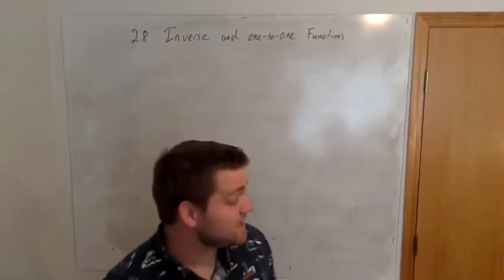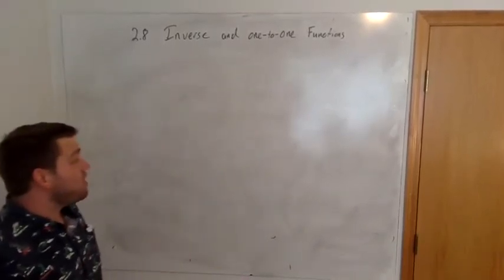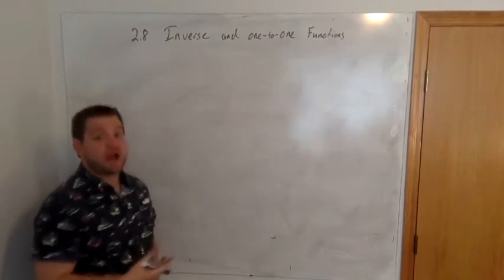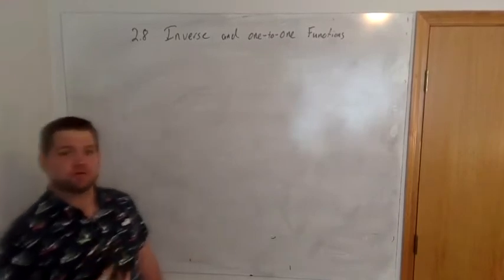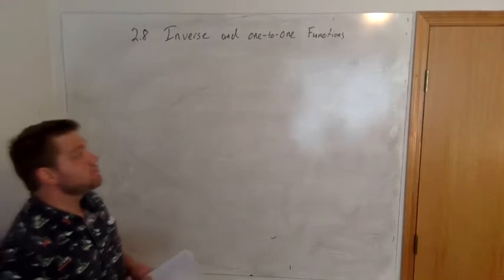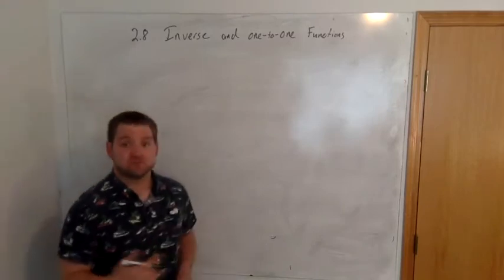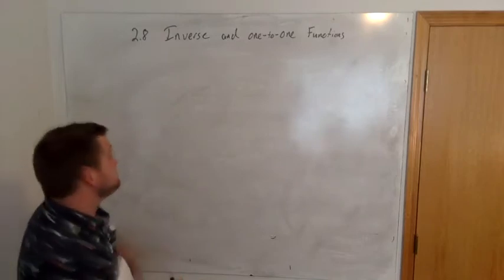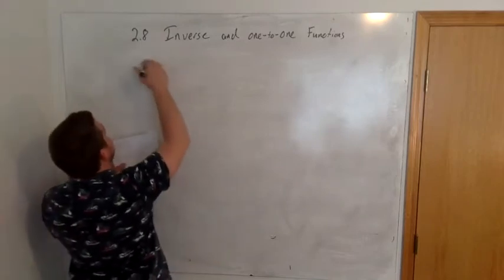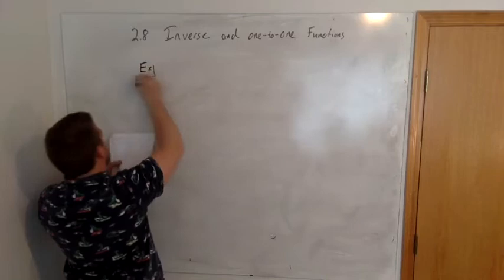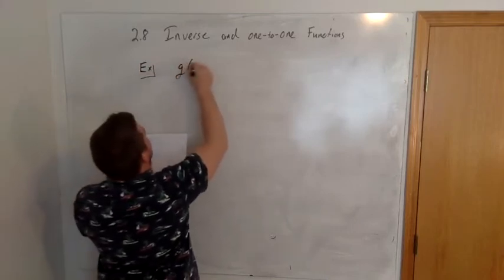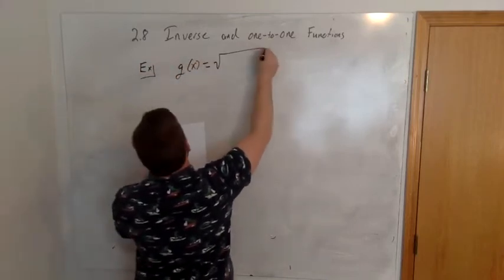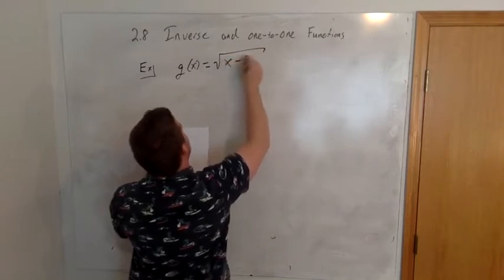Hello everyone. What I'd like to do in this video is talk about specifically the graphical properties of inverse functions, and also take a look at some possibly problematic functions when trying to find an inverse. Okay, so I'm going to lead with an example. Let's say we have the function g of x, and let's say it's equal to the square root of x minus 8.